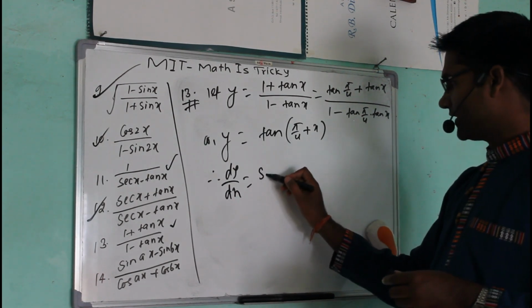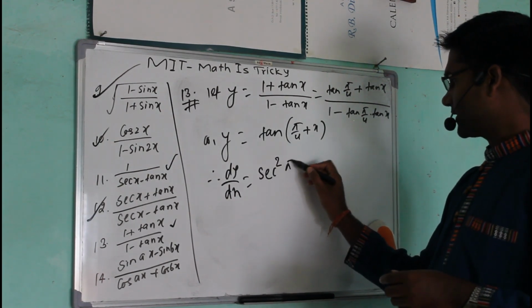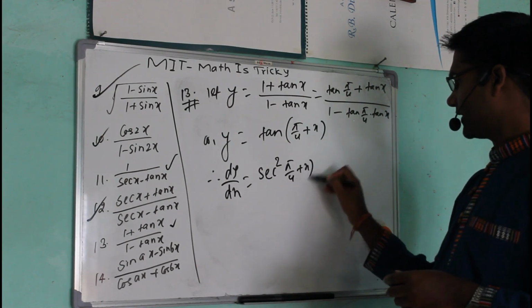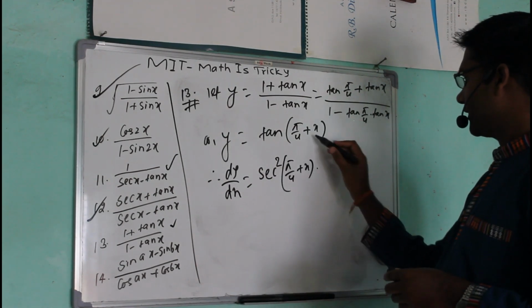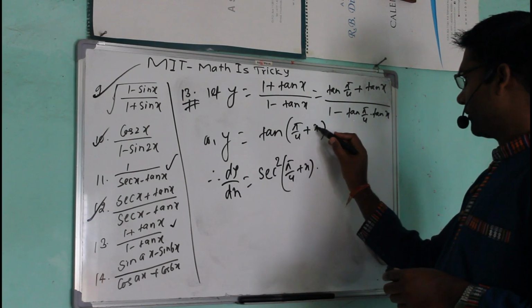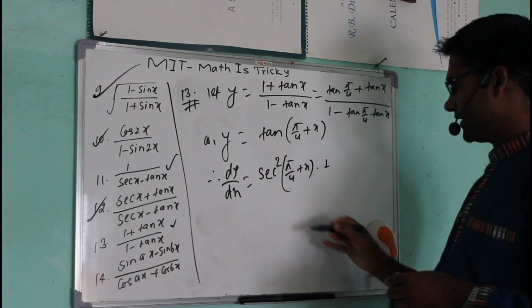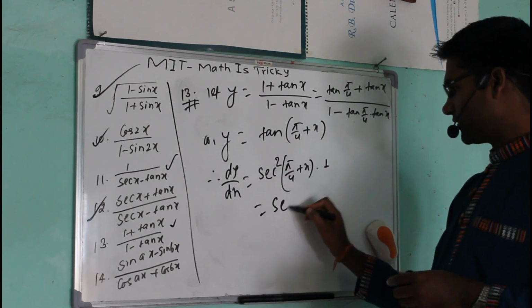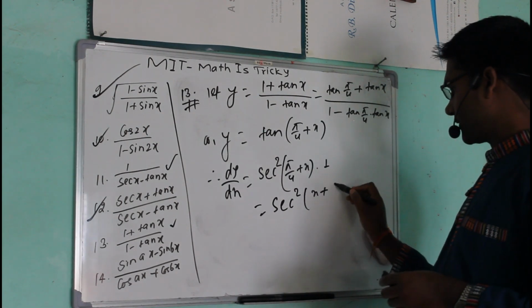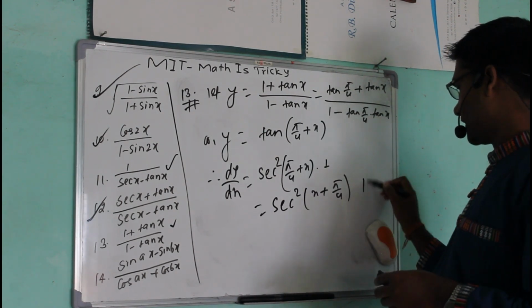Derivative of tan x is sec square x, with pi by 4 plus x as our angle, into the derivative of pi by 4 plus x, which will be just 1. So I'm writing it directly: the answer is sec square of x plus pi by 4. That's your answer.